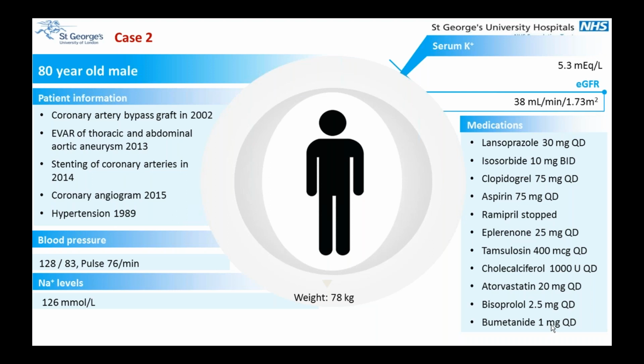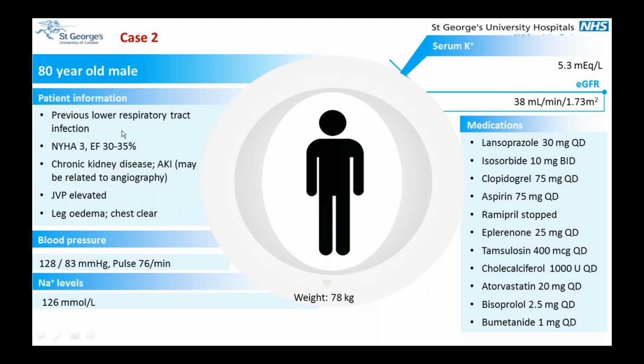And he was on bumetanide 1 milligram once a day together with bisoprolol. And you can see that his ejection fraction was quite low. He had a hospital admission because of a respiratory tract infection not too long ago, and he had an ACEi the year before related to his coronary angiogram. Once again, he was fluid overloaded with an elevated JVP and leg edema.